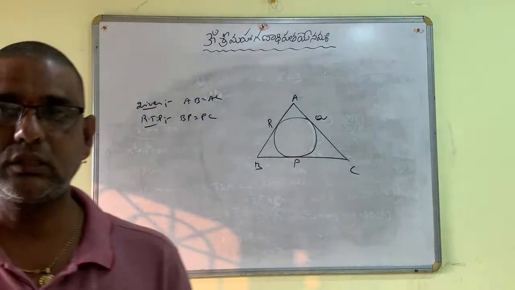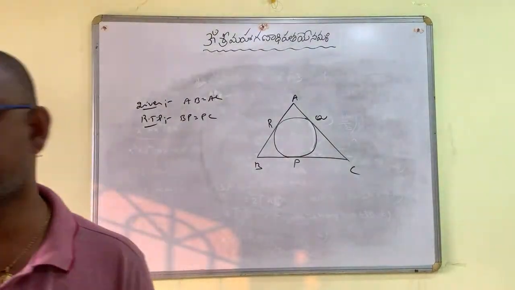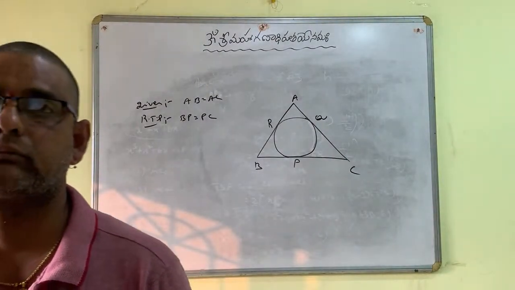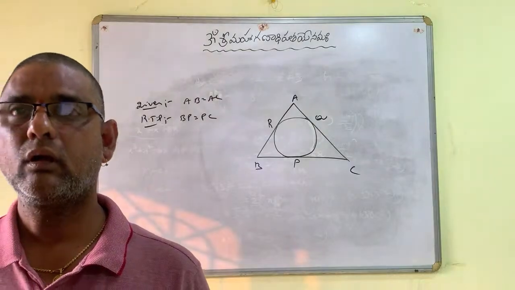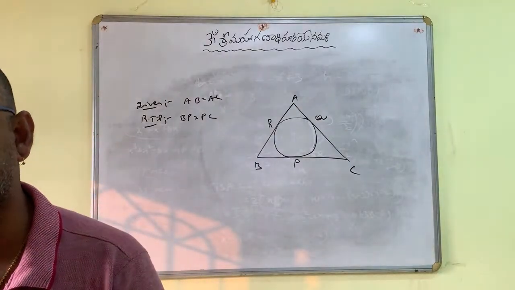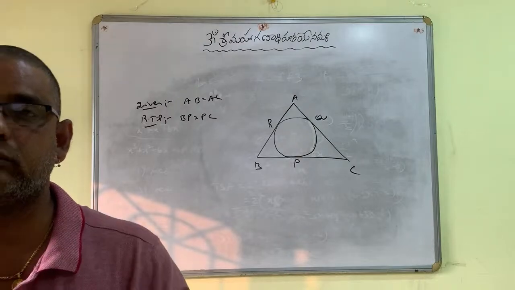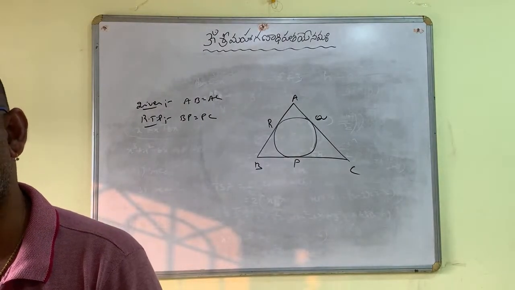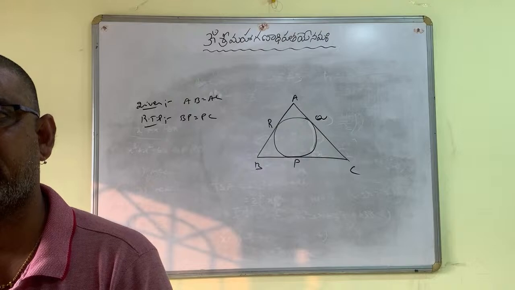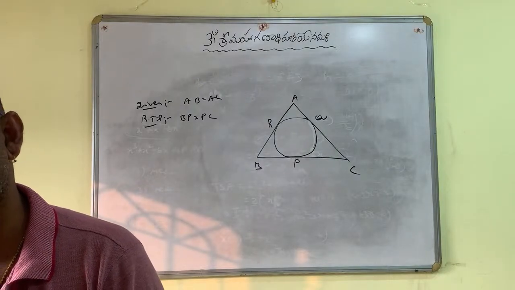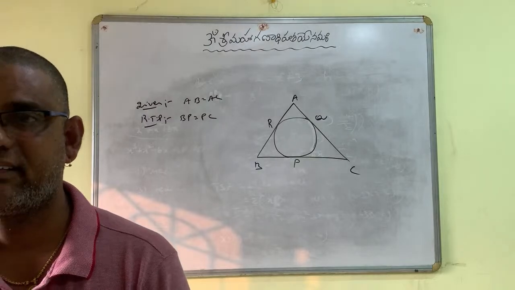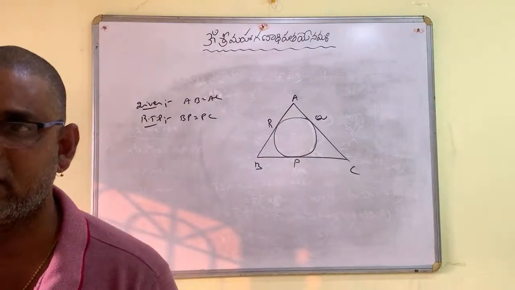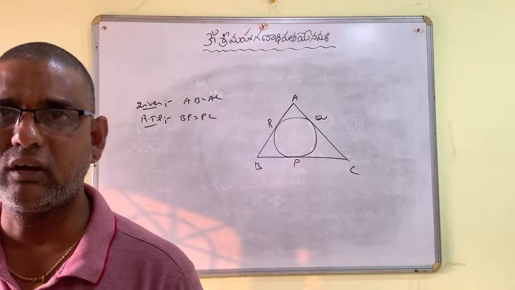Now you said no doubts. How to do this? Can anyone tell? How to prove BP is equal to PC? Join AB. Manoj: tangents to a circle are equal in length. Okay.